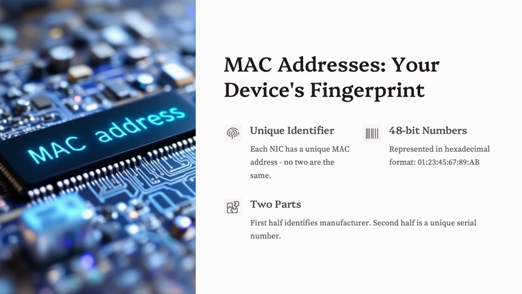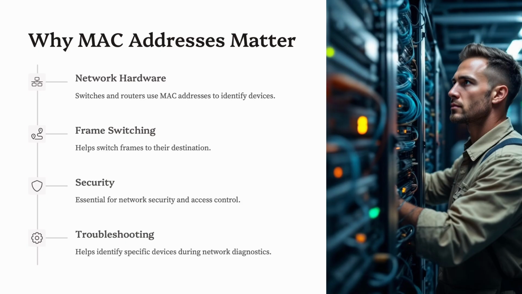They have 2 parts. The first half identifies the manufacturer. The second is a unique serial number. It's used by network hardware, switches and routers for example, and end hosts. Network devices like switches and routers use these to identify and route data at layer 2. It's essential for connectivity, network security, and troubleshooting.